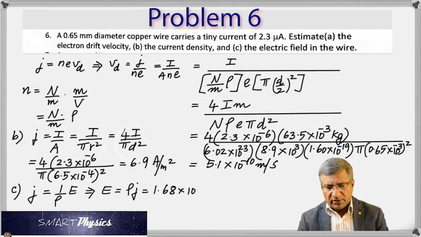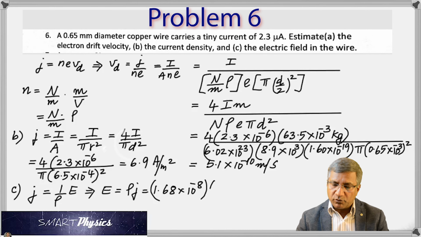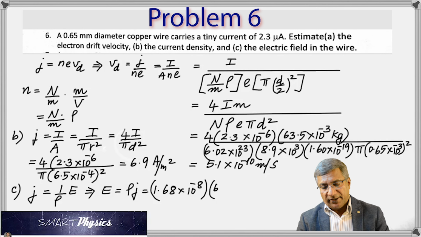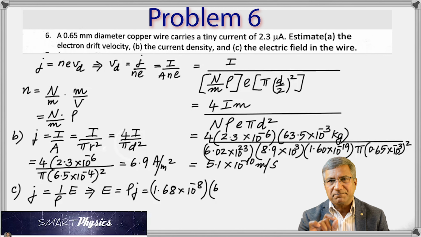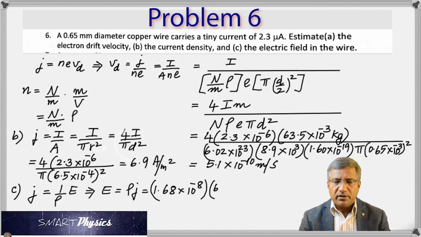So you get 1.6 times 10. We got to be really, really careful here. This rho is not density. This rho is resistivity. So the resistivity of copper is given, and then you multiply that with the current density to get the electric field, okay?